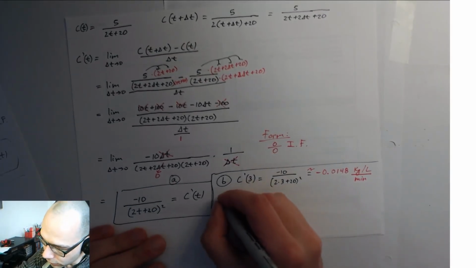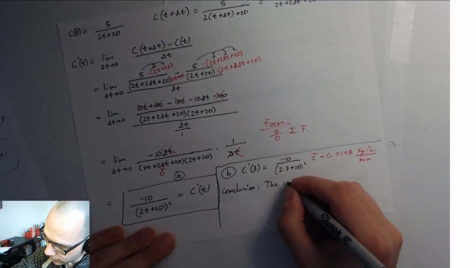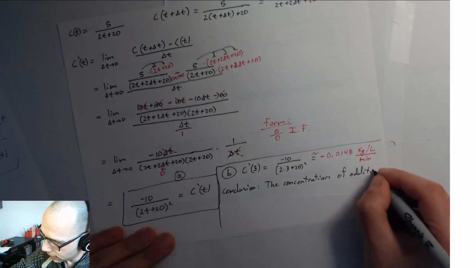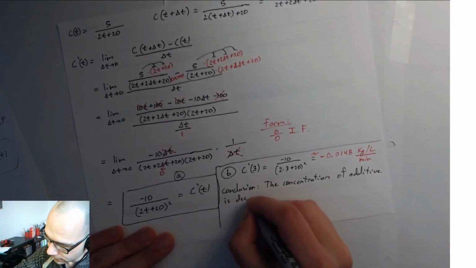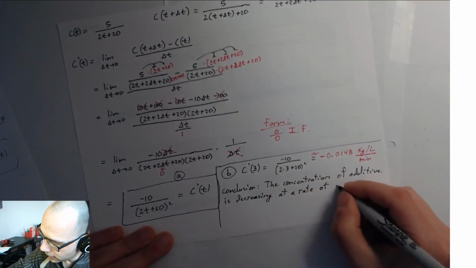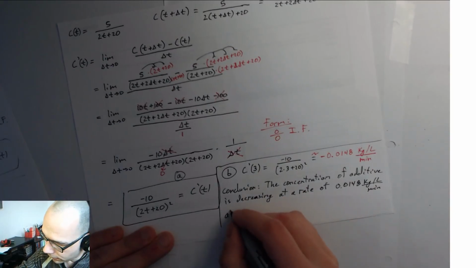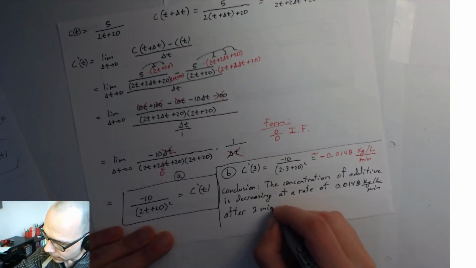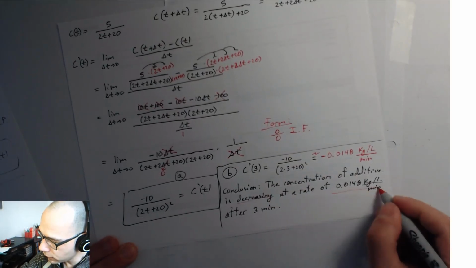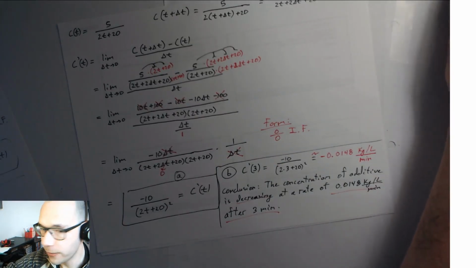So the conclusion is going to be: the concentration of additive is decreasing at a rate of 0.0148 kilograms per liter per minute after 3 minutes. So that's it for my conclusion. So very important, you have to tell us that it's decreasing, you have to give us the value, and you have to tell us that it's after 3 minutes, because it's going to change for another unit of time. So that's it for the warm-up.